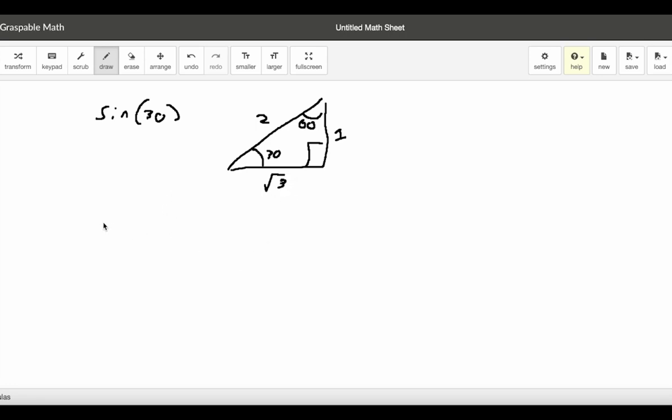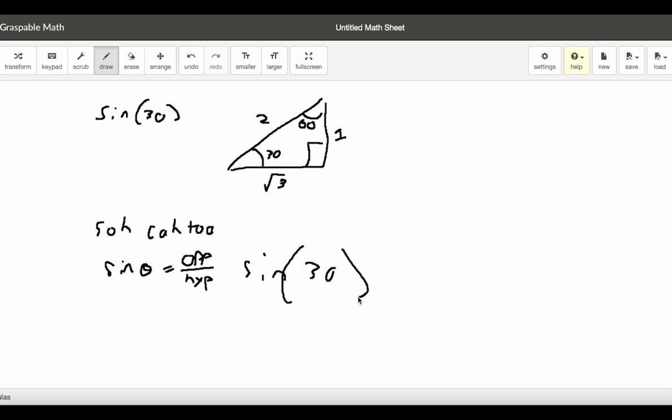Using what we know from SOHCAHTOA, we know that sine of an angle, so sine of theta, for example, is equal to opposite over hypotenuse. Because of SOHCAHTOA, O and H, so opposite over hypotenuse. So sine of 30 equals opposite, which is 1, over hypotenuse, which is 2. So sine of 30 equals half.